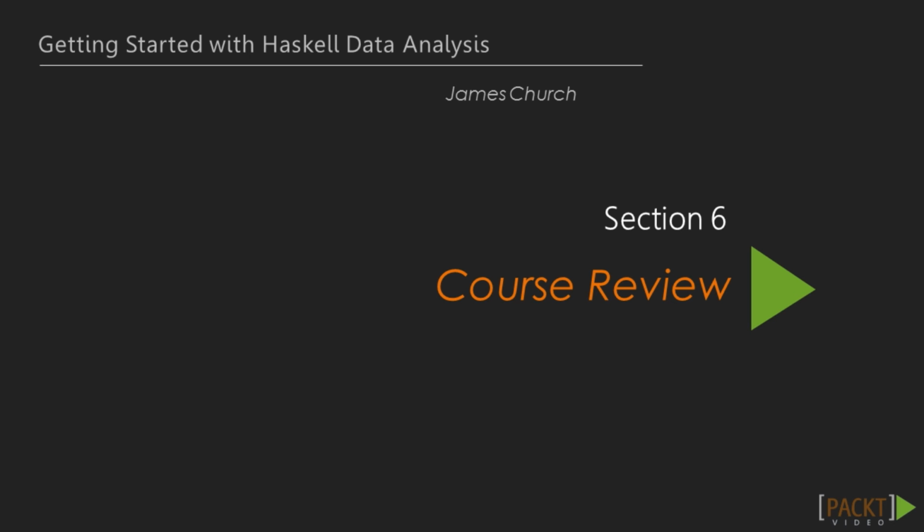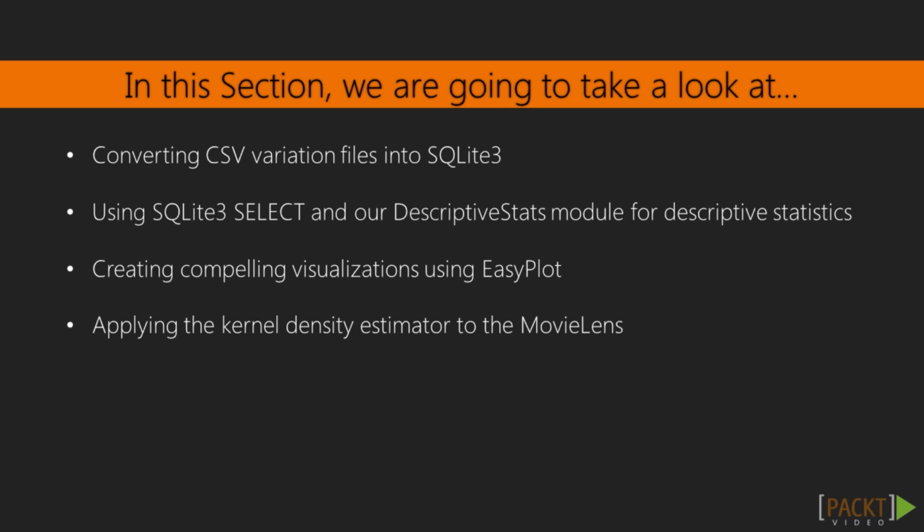In this section, we're going to tie together the first 5 sections using the Movie Lens dataset from the University of Minnesota. We're going to cover the highlights from all of the sections and hopefully drop in some new content along the way. So in this section, we're going to be taking a look at converting variations of CSV files into SQLite 3. We're going to be using SQLite 3 select queries and our descriptive stats module for descriptive statistics. We're going to be creating more compelling visualizations using the EasyPlot library. And then we're going to be trying to answer a few interesting questions by applying the kernel density estimator to our Movie Lens dataset.